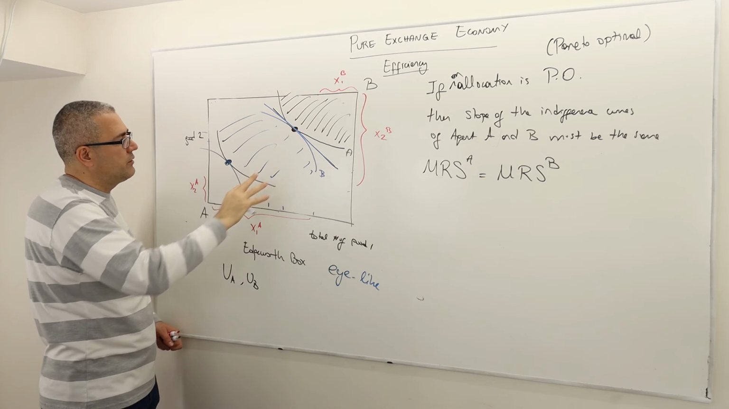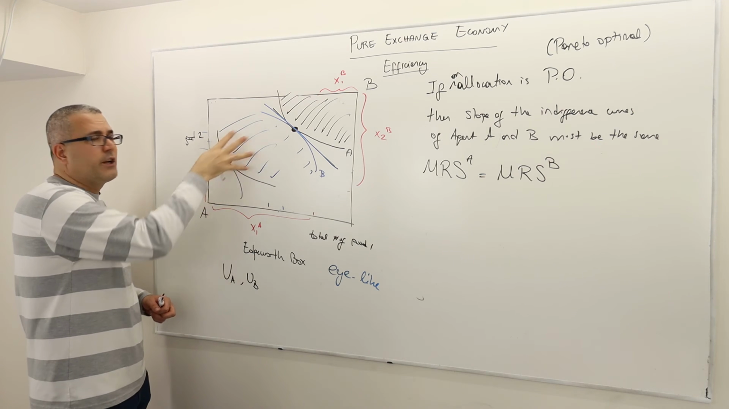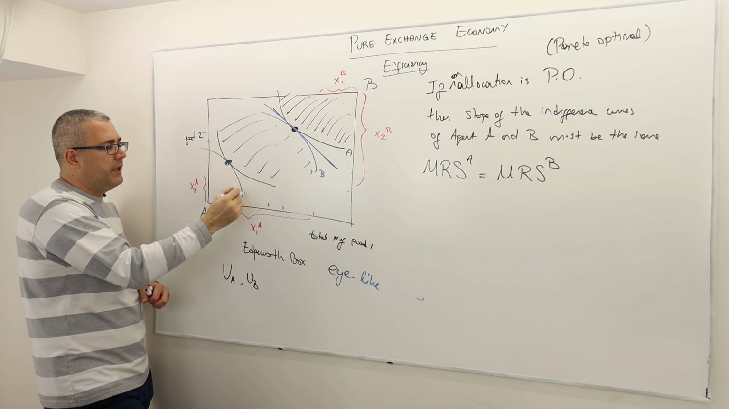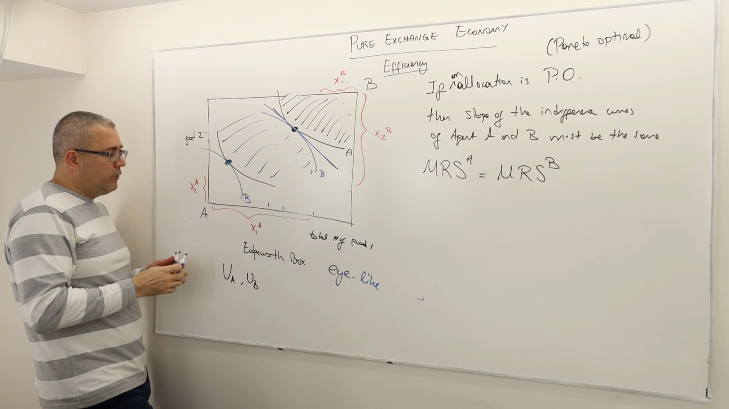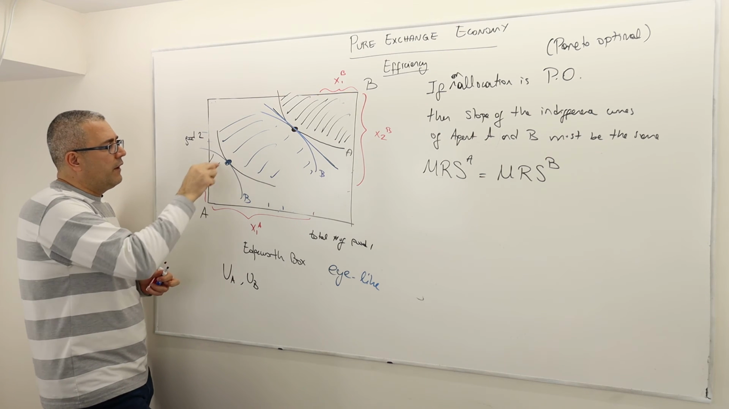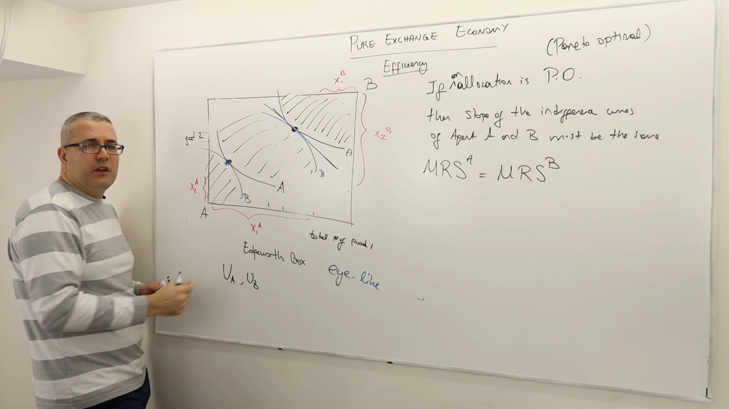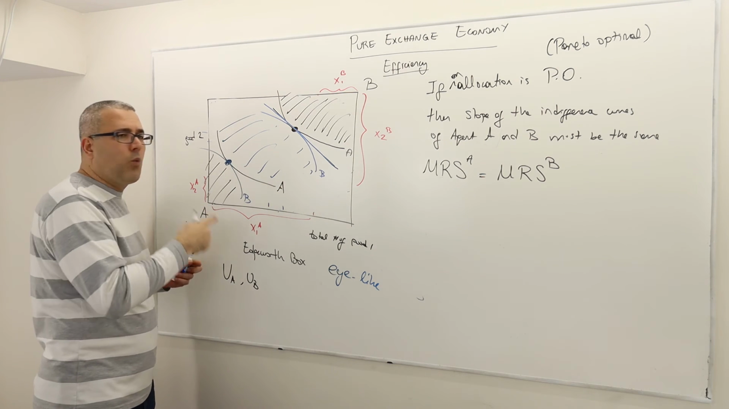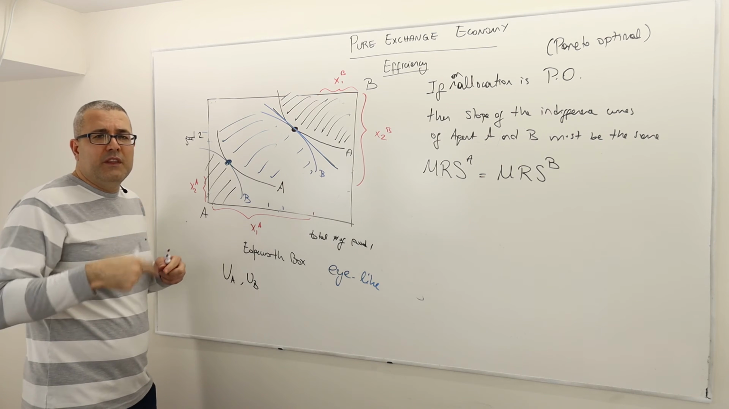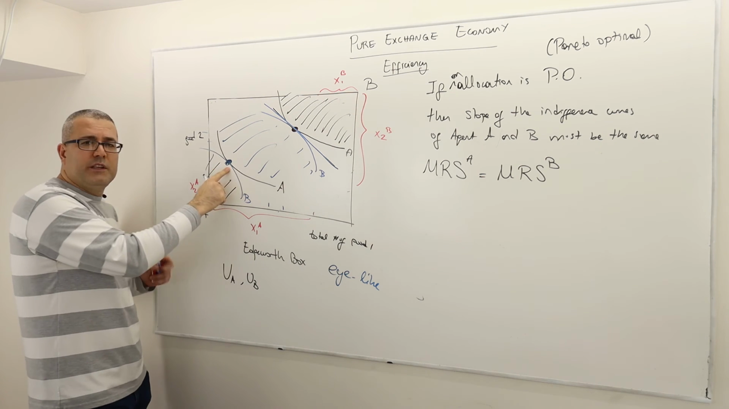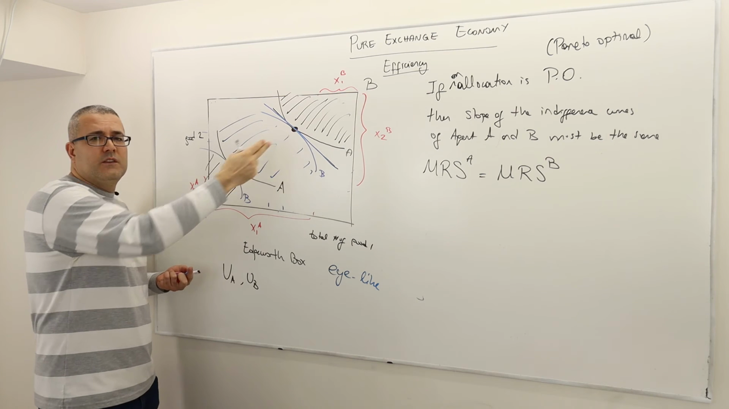I'm sorry, I should have used the black color, but that's going to hurt agent B. If you want to improve agent B, you have to move in this direction, but that is going to hurt agent A. So it is impossible to make one person better off without hurting the other person. And so this one is also efficient.